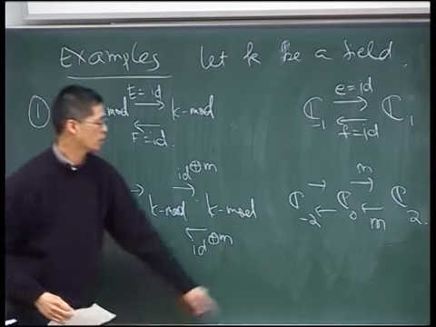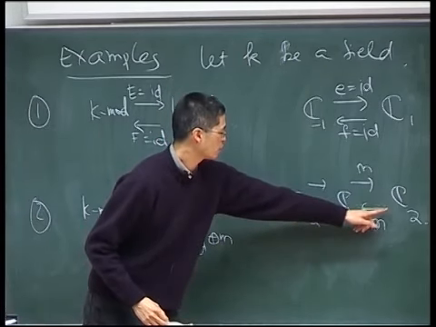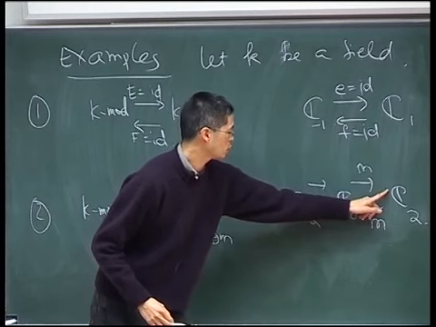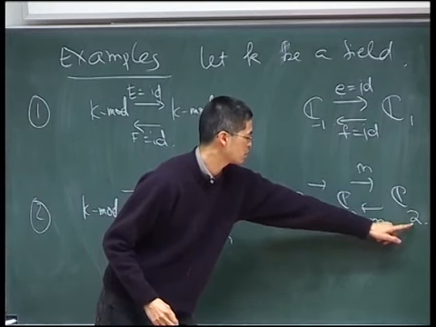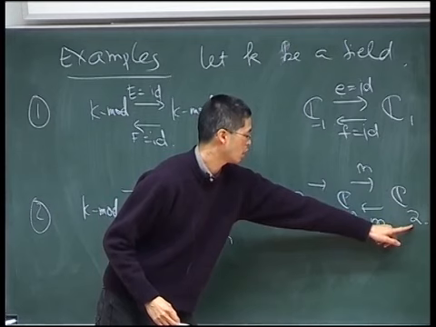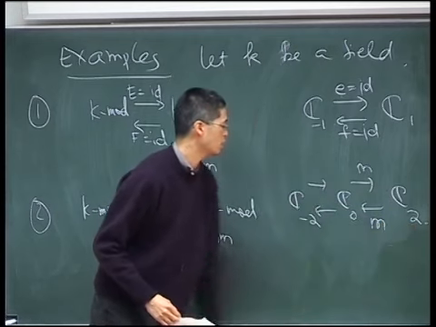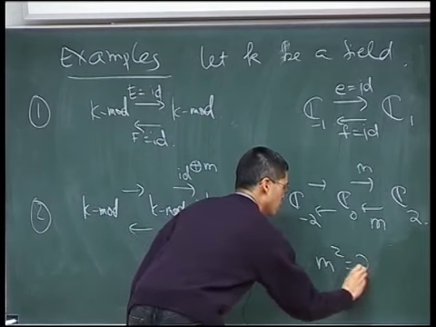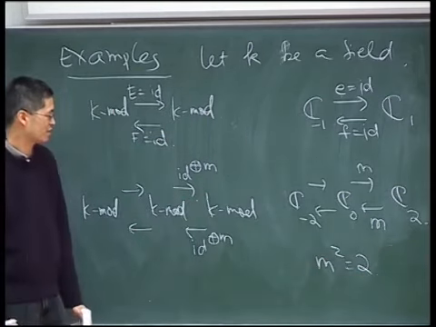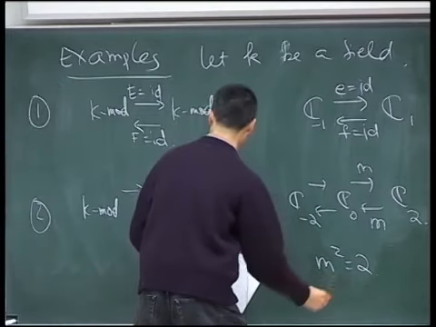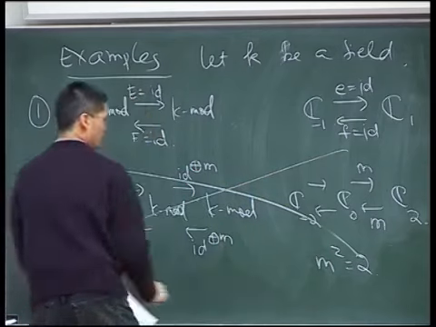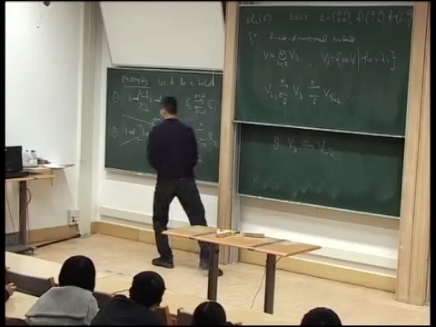Okay, but what happens if we apply F and then E here? Okay, we should get, because the weight space is 2, we should get multiplication by 2. So we need to have m squared equal to 2. And that's going to be a problem. So this is really no good. Okay. So let's try again.